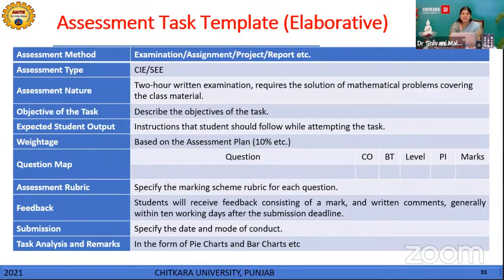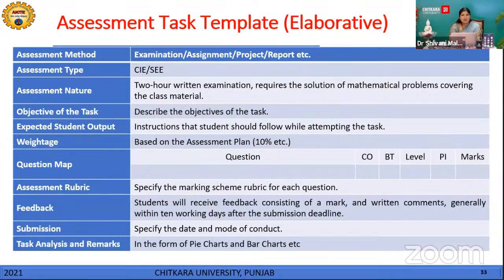Then, what is the objective of the task? That should be very clearly cited, in order to make a student effectively do what you want him to do. So describe an objective. What is the objective of the task that you are giving, and what is expected from the students? The instructions should be very clear as to what you want him to do while he's attempting that task, and what he should follow.